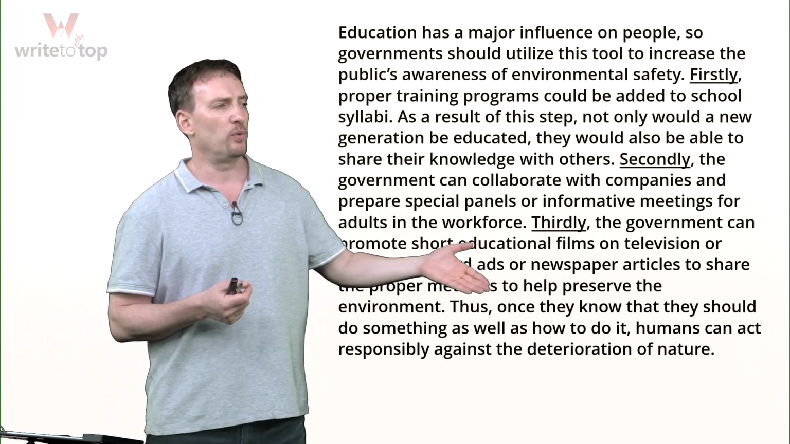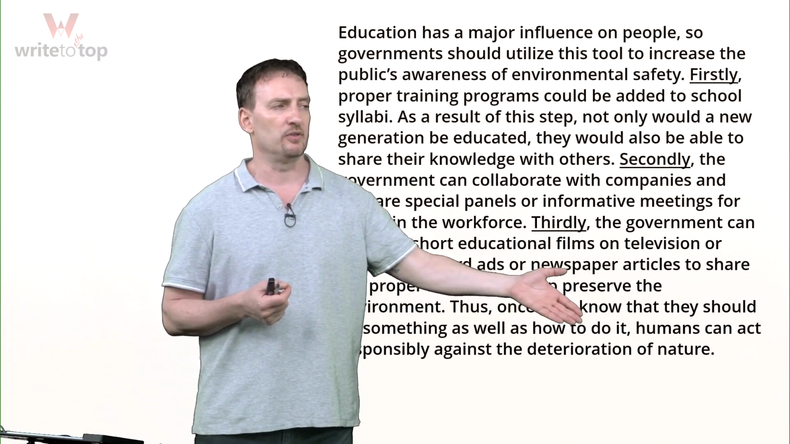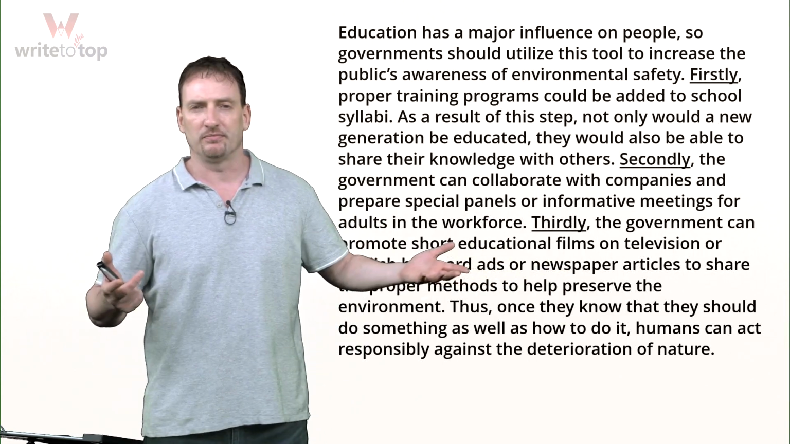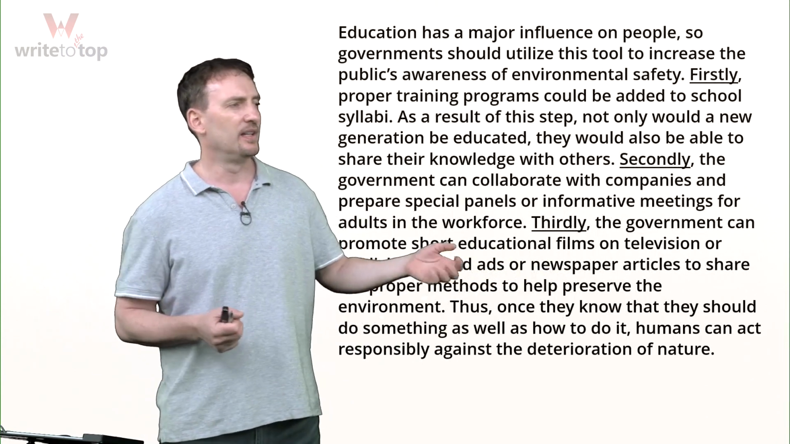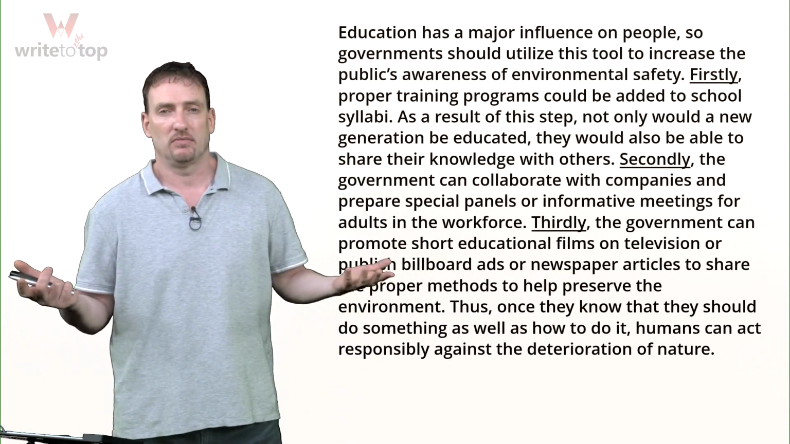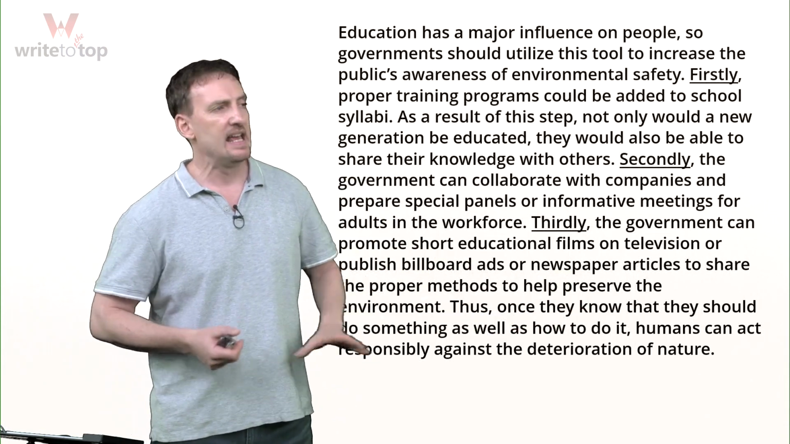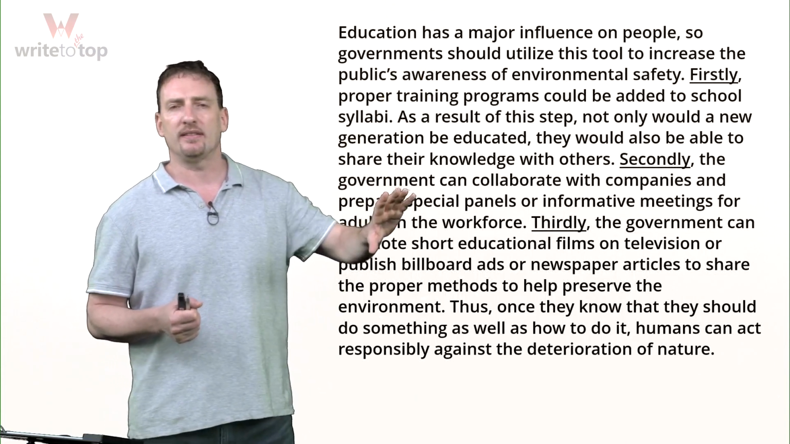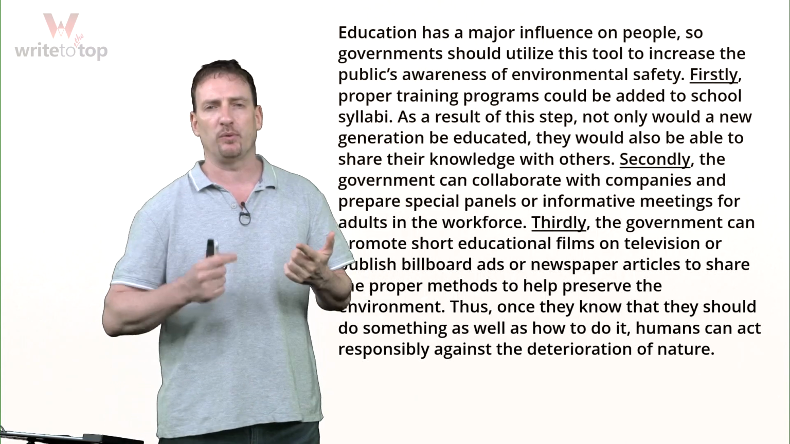"Thus, once they know that they should do something as well as how to do it, humans can act responsibly against the deterioration of nature." Well, what are they going to know? How are they going to do it? How? And what does responsibly mean in this case? Notice also, you have 3 points. All of them can be summed up in one: the government can educate the public.